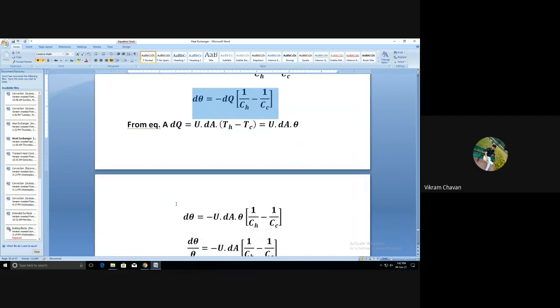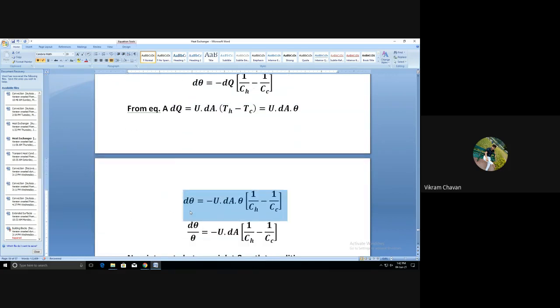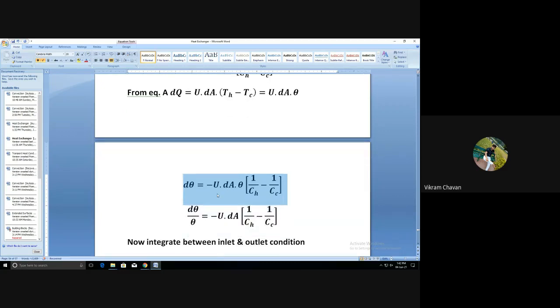Okay, then put in the dQ value, then d theta is equal to minus U multiplied by dA multiplied by theta inside bracket 1 upon Ch minus 1 upon Cc. And if you take this theta to the other side, it will become d theta divided by theta, which will be equal to minus U multiplied by dA inside bracket 1 upon Ch minus 1 upon Cc.